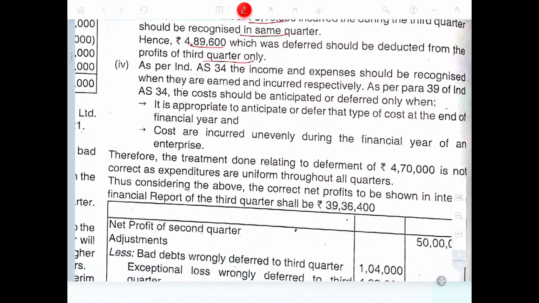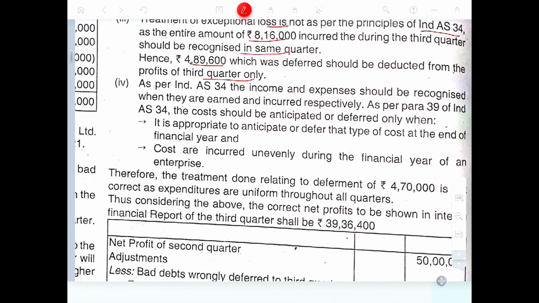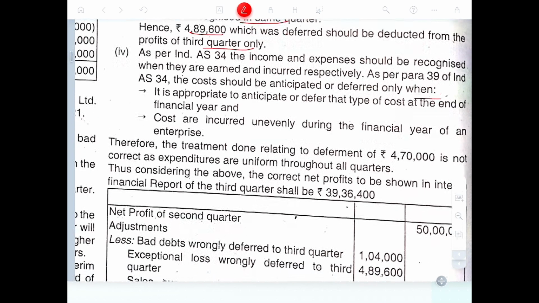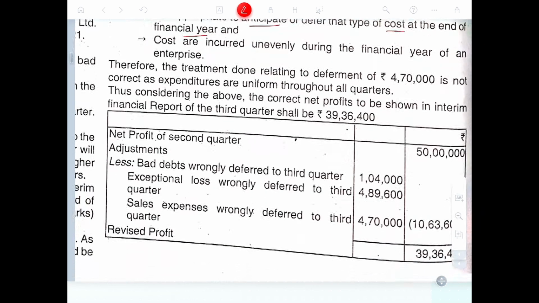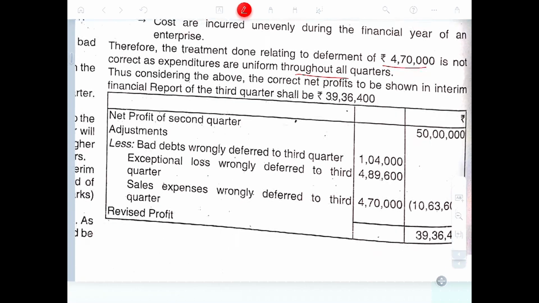As per AS 34, income and expense should be recognized when earned and incurred respectively. As per para 39 of AS 34, the cost should be anticipated and deferred accordingly. It is appropriate to anticipate and defer this type of cost at the end of the financial year. The cost is incurred unevenly during the financial year of the enterprise. Therefore, the treatment done relating to 70,000 is not correct, and the expenditure is not uniform throughout the year. It's not correct. Expenditure is uniform throughout all quarters.